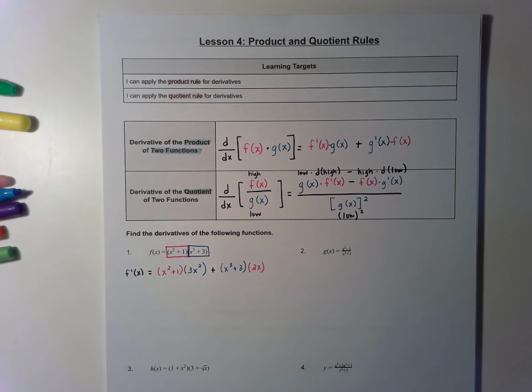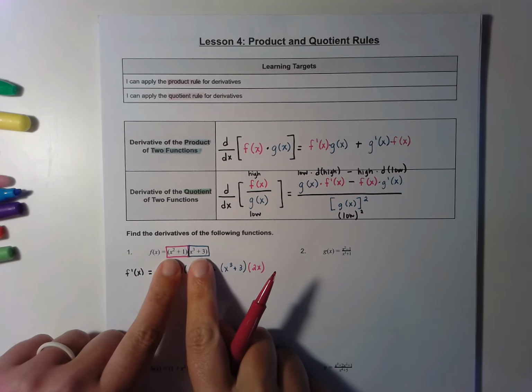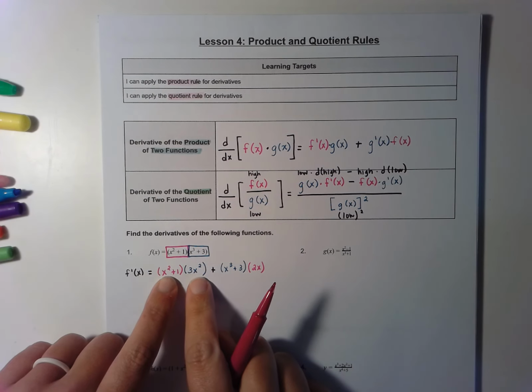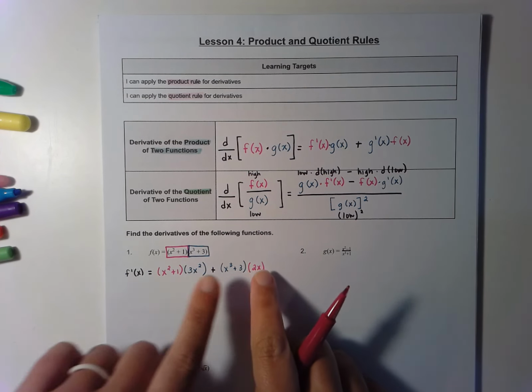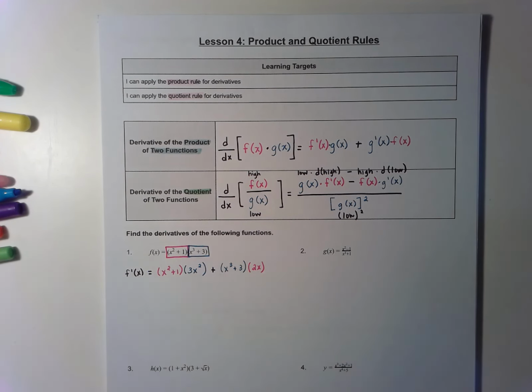So the way that I think about this is just if you've got these two pieces, each one gets to take a turn having the derivative, and then the other one's like the original. So keep the original, take the derivative, keep the original, take the derivative, and just switch which one you do the derivative of each time.